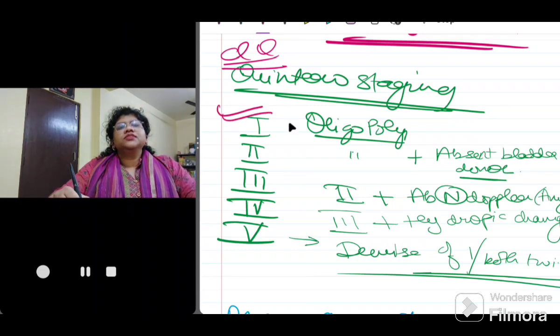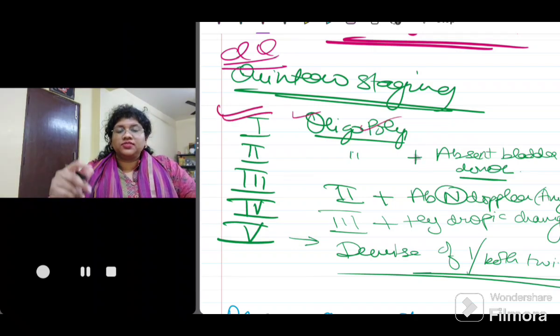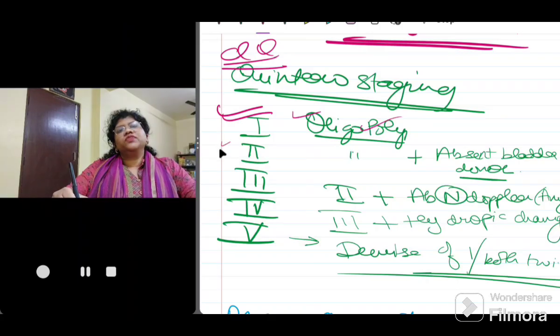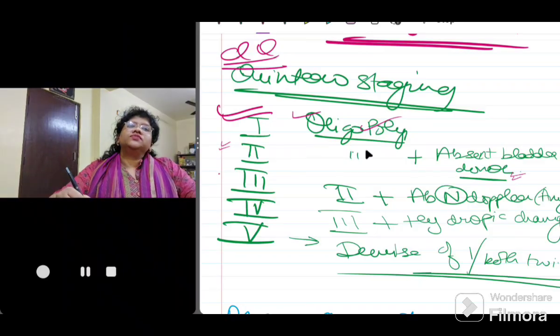First is the oligo-polyhydramnios sequence. Stage 1 is when there is oligo-polyhydramnios sequence, so you see oligo and polyhydramnios. Stage 2 is when there is stage 1 plus absent bladder in the donor twin. Stage 3 is stage 2 plus abnormal Doppler.